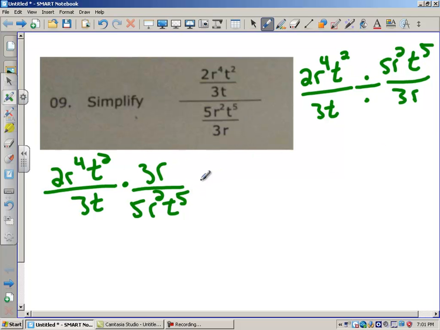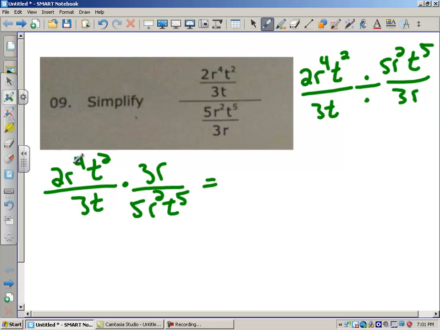Now let's see if we can simplify. There is a t squared on top and a t to the 1st on bottom. And there's a t to the 5th on bottom. We've got r's, we've got numbers, and this is what I think I will do. I'm going to go ahead and multiply straight across first, and then multiply the denominators together, and then we'll simplify at the end.